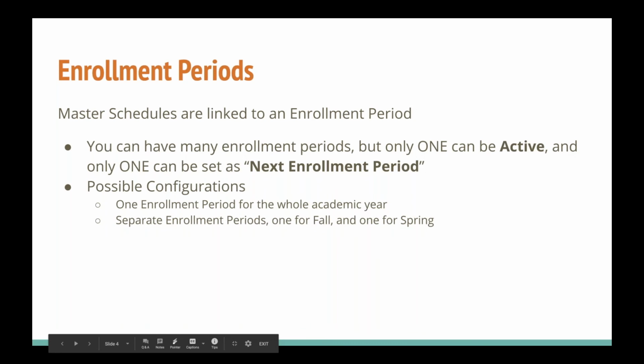So in the master scheduler, basically master schedulers are linked to an enrollment period. You have to create an enrollment period. And then each enrollment period can be linked to academic terms. So we'll show that in the next screen. But basically, there are multiple ways for you to handle master scheduler. You could have one enrollment period for the whole year, or you could have one enrollment period for each term, one for the fall, one for the spring, depending on how you want to handle your schedule.